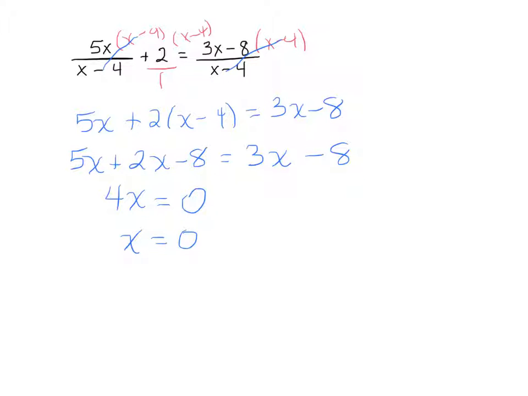It's not a non-permissible value, right? Because it says x cannot equal 4. Well, x doesn't equal 4, so we're fine. It equals 0. Then I need to check it and see if it's right.